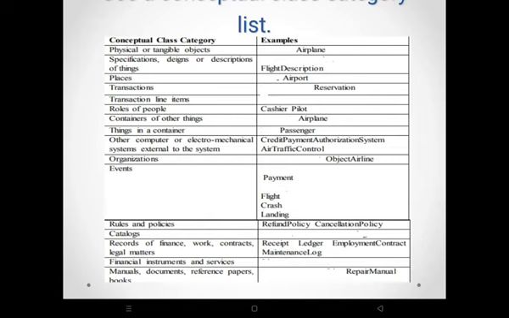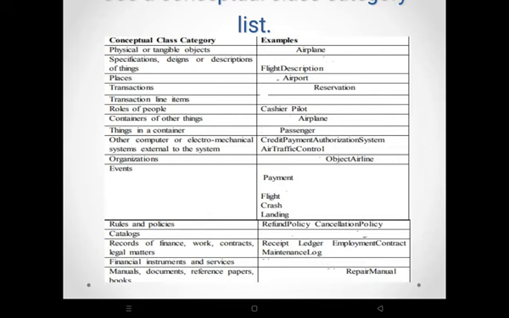The first parameter: physical and tangible object. What is the physical and tangible object in airplane ticket reservation? Airplane is the example. Description of the thing: for example, flight description. Places: airport. Transaction: reservation or cancellation. Transaction line item is not applicable for airline ticket reservation, so I leave it empty. Role of people: cashier and pilot are the roles of people. Container of other things: airplane contains passengers, so things in a container: passenger.